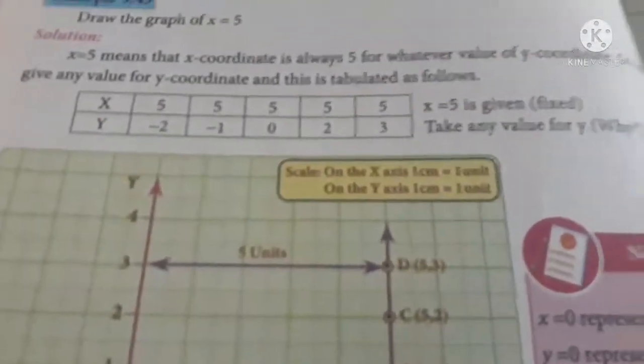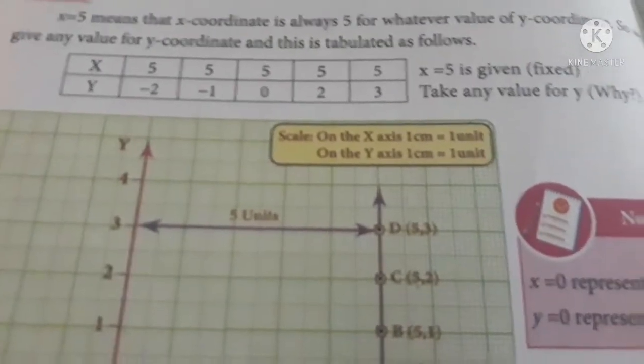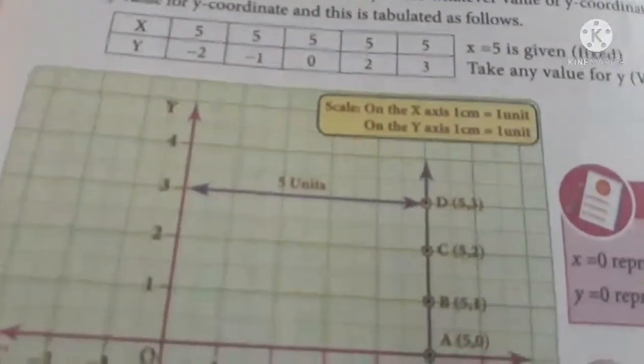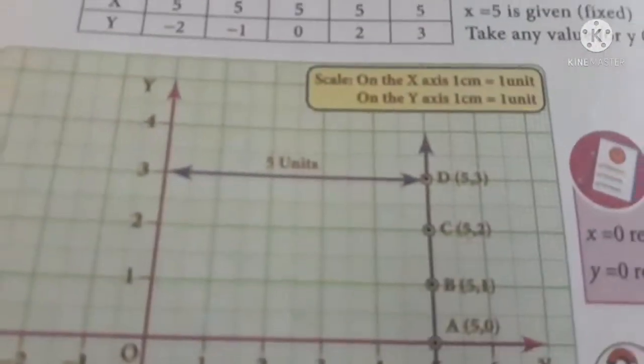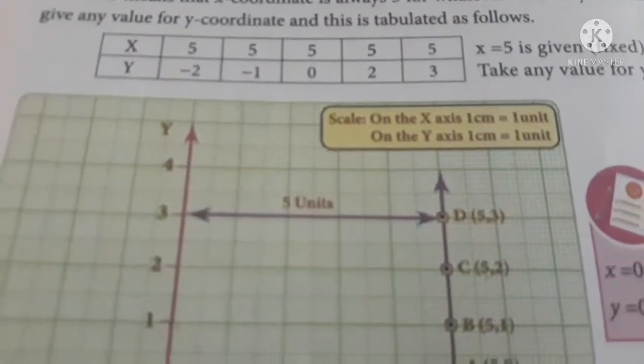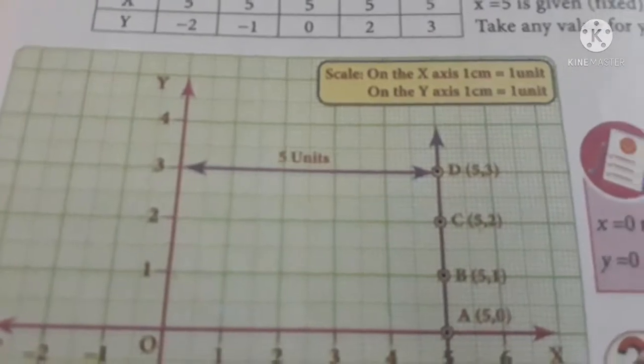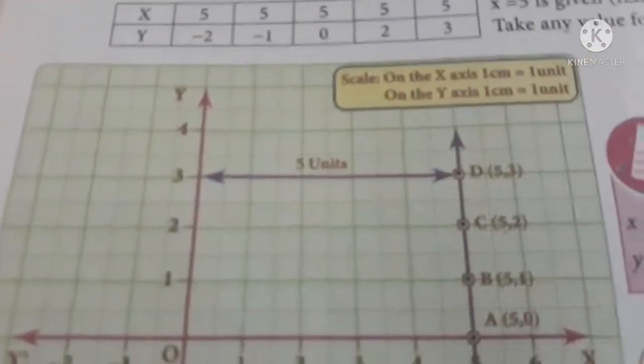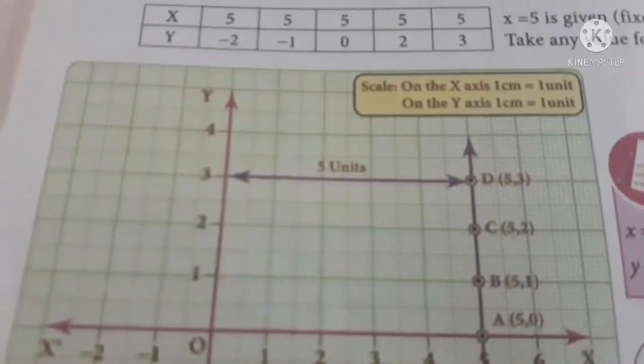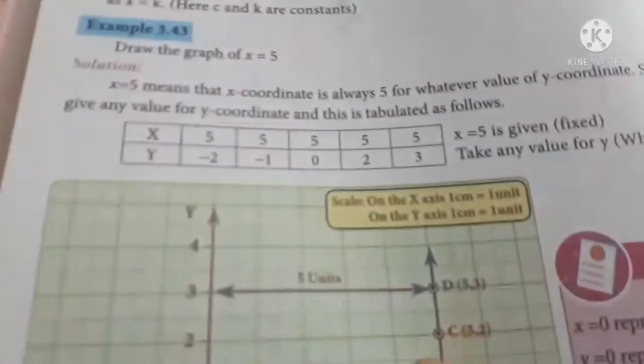For whatever value of the y coordinate. So you can take the value of the y coordinate as anything, but don't go far away. That is, don't go with big numbers for the y coordinate. Don't take 100, 200 and so on. Okay, you can't plot that on the graph, right? So take small numbers, 1, 5, 3, 4, 0, anything you can take. Okay, then we give any value for the y coordinate and this is tabulated as follows.